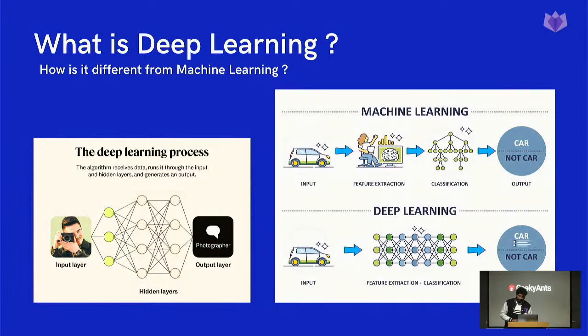So what is deep learning, right? There are three parts to deep learning, right? There is an input layer, or a neural network. There's an input layer, there are a bunch of hidden layers, and there's an output layer. I'll give you an example, right? Now, what are we trying to do with deep learning? We are trying to mimic what a human brain does, right?